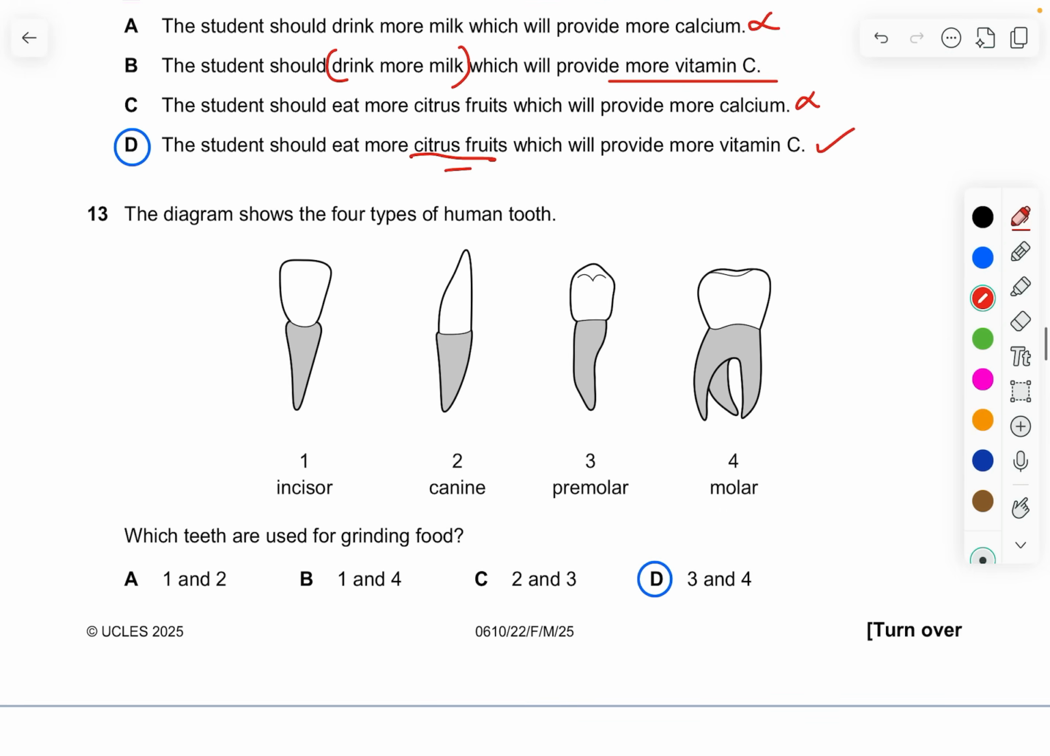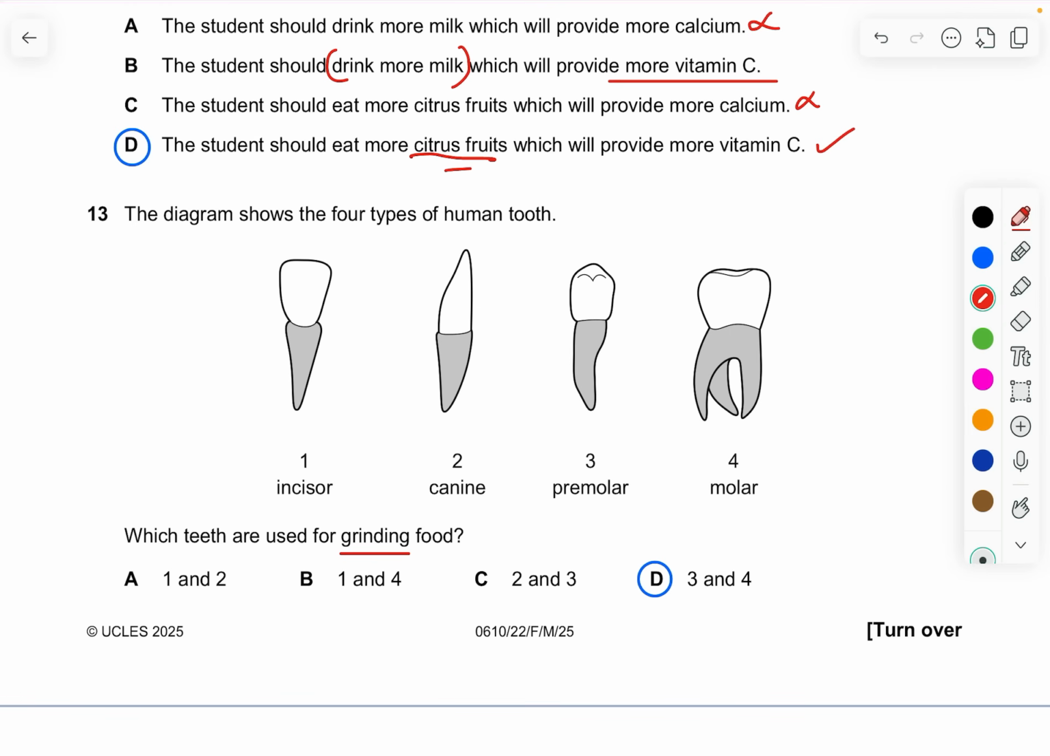Question 13. The diagram shows 4 types of human tooth. Which teeth are used for grinding food? The word grinding gives you the idea of food actually being smeared down at the most. So which one can actually do the most grinding work?